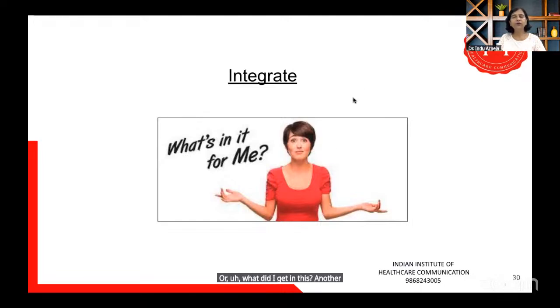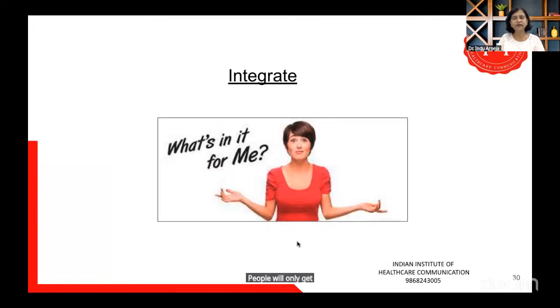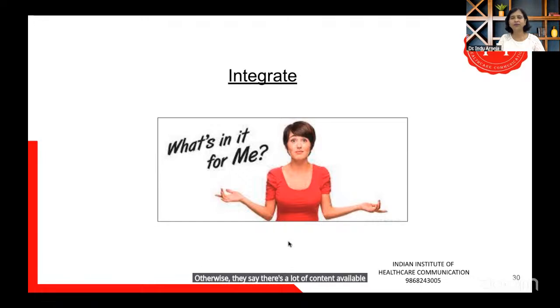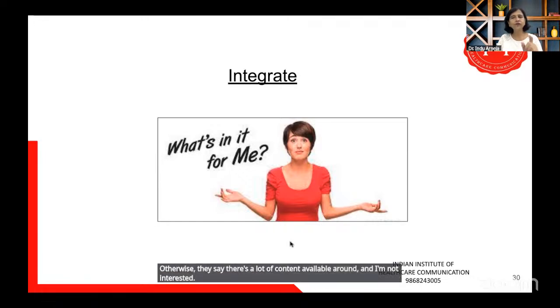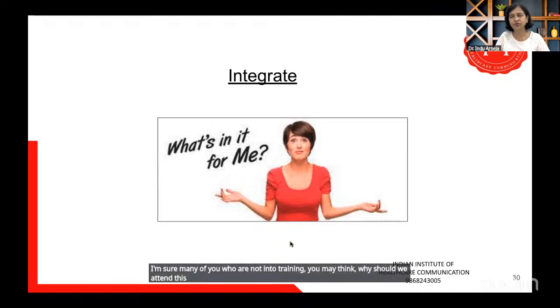Another important thing in your program, make sure that you integrate "what is in it for me." People will only get interested if they see that this program or session is going to benefit them. Otherwise, they say there's a lot of content available around and they're not interested. For example, when I started this topic of designing a program, I'm sure many of you who are not into training may have thought, why should we attend this session, or how is this session going to help me?